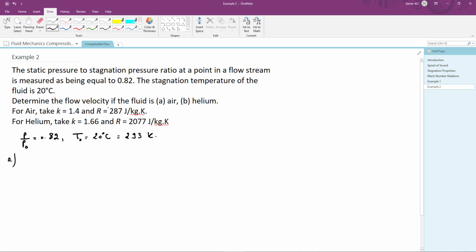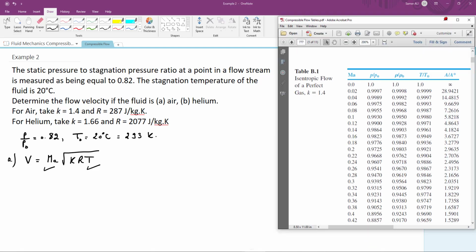So to find the flow velocity for air, we will say that V is equal to the Mach number multiplied by the speed of sound, which is equal to radical kRT. So to find V, we need first to know what is the Mach number and what is the value of the temperature T. Since we're dealing with air here and we know the pressure ratio P over P naught, we can go ahead and open the compressible flow tables PDF and look at table B1.